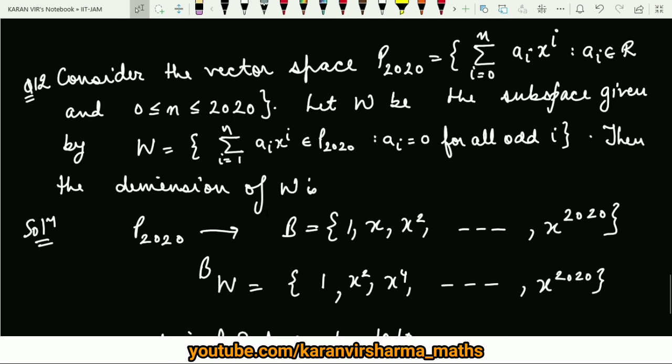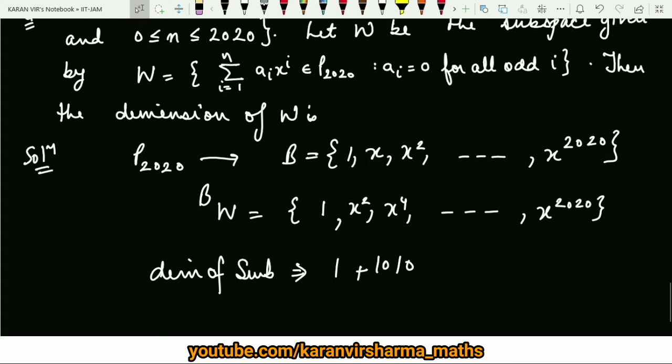Now, let us check for W. W is a space of the polynomials of the form a_i x^i, where a_i's are 0 whenever i is odd. So the W space will be spanned by the bases 1, x squared, x^4 and so on to x^2020, because all the a_i's whenever i is odd will be 0 in this case. So the dimension in this case will be, half of the bases have been cancelled from the standard basis. So these were 2020 from 1 to 2020. If you take half of this, that will be 1010, plus one of the base is this. So 1 plus 1010, that is 1011.